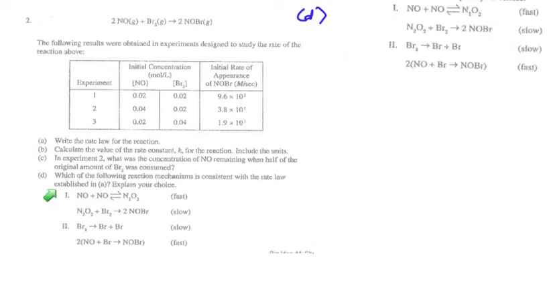And then part D, which of the following reaction mechanisms is consistent with the rate law established in A? So you remember, this is the data that is going to prove what the rate law was. The rate law that we proved through this data was rate equals k times the concentration of NO to the second order times the concentration of bromine to the first order. So this is the true rate law. It was determined through measurement of data.